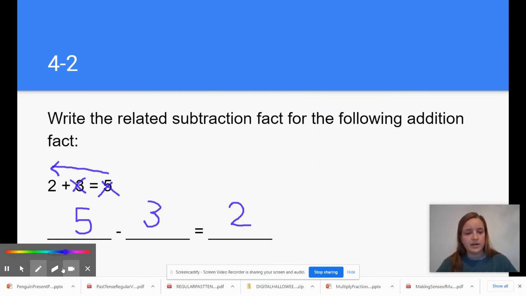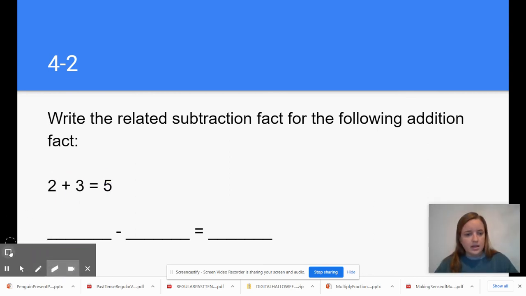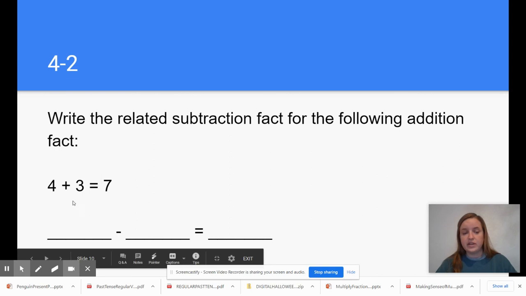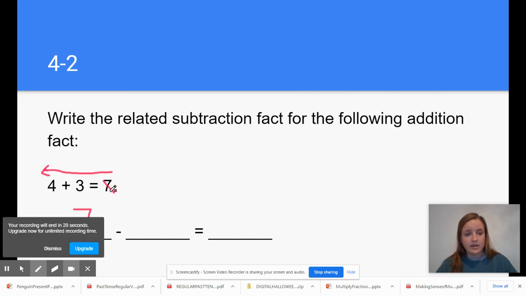So let's erase that one and let's try another one. Here we go. All right, so if I have 4 plus 3 equals 7, and I want to take this addition fact and turn it into a subtraction fact, you notice my signs are changing. So biggest number has to go first. We know the biggest number out of 4, 3, and 7 is 7. And then we go back. So 7 is gone, minus 3.